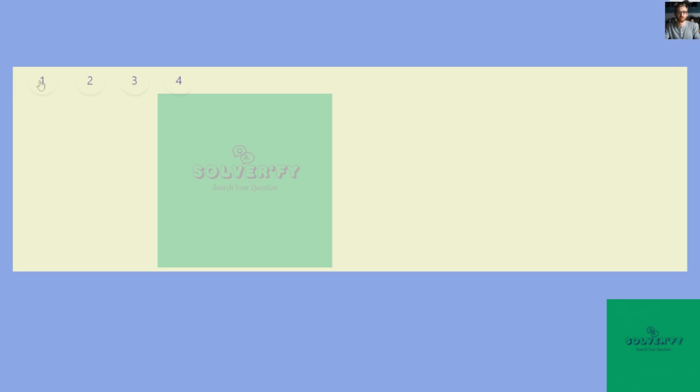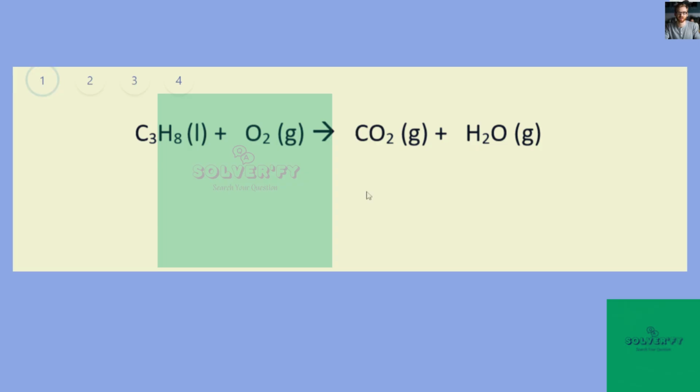Okay, so in the first part of this problem, we have to balance the combustion reaction between the propane and oxygen. So here is the reaction of the combustion of propane, and to balance this reaction, we'll first write down each of the species present on both sides of the reaction equation. We have carbon, hydrogen, and oxygen on each side.